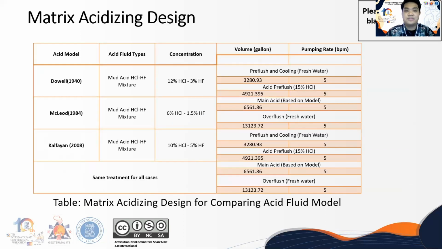And this is the design of the matrix acidizing for comparing acid fluid models. Because in this study, we will compare recommended acid fluid models for matrix acidizing in sandstone formation that are commonly used in the field. The result is that 3 acid fluid models, including the Dowell model, McLeod model, and Kalfayan model, will be used along with the same injection volume based on recommendations from Professor Jatirahmat, literature, and from Schechter's book. That is, for the cooling step, 50 gallons per foot. The pre-flush step is with 75 gallons per foot. Main acid flush is with 100 gallons per foot. And post-flush is done with 2 times greater than the main acid flush, which is 200 gallons per foot.